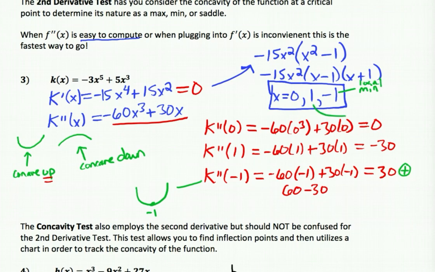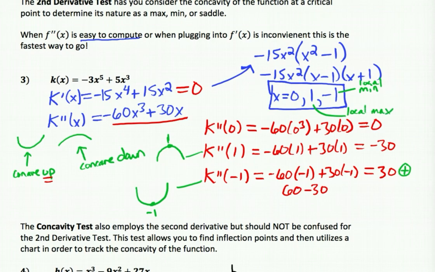Okay, so now let's check 1. At 1, we got -30. So if we think about the picture there, that means the second derivative's value is negative, which means it's concave down at that x value of 1. So that's what it's going to look like in that local region. You can clearly see from the picture, since it's concave down, that's going to be a local maximum.